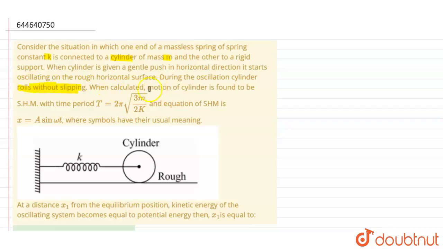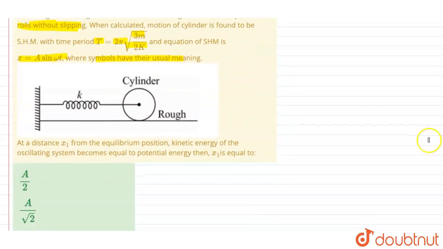Now when the motion is calculated, the cylinder is found to be S.H.M. with the time period 2 pi root 3m by 2k, and the equation of S.H.M. is x equals A sin omega t, where the symbols have their usual meanings. We know that A is just the amplitude. Now we are given that at a distance x1 from the equilibrium position, the kinetic energy of the oscillating system becomes equal to the potential energy. Then x1 is equal to what?